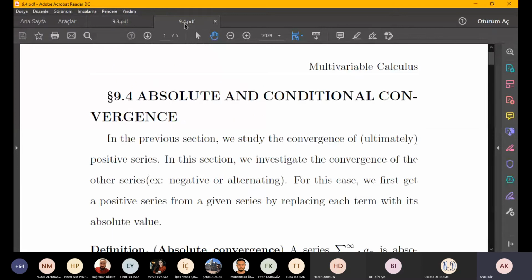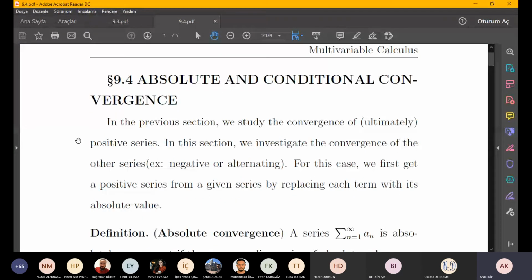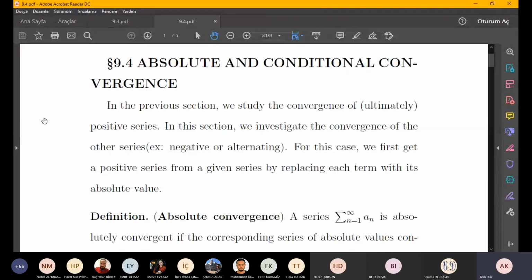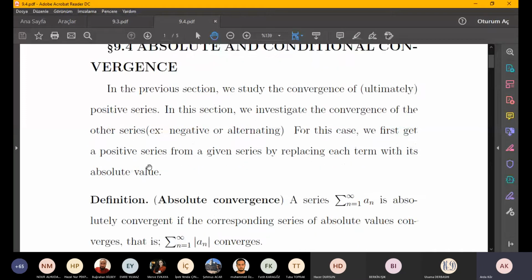So our next chapter will be about absolute and conditional convergence. In the previous section, we studied the convergence of ultimately positive series. And in this section, we investigate the convergence of other series, which are negative or alternating.